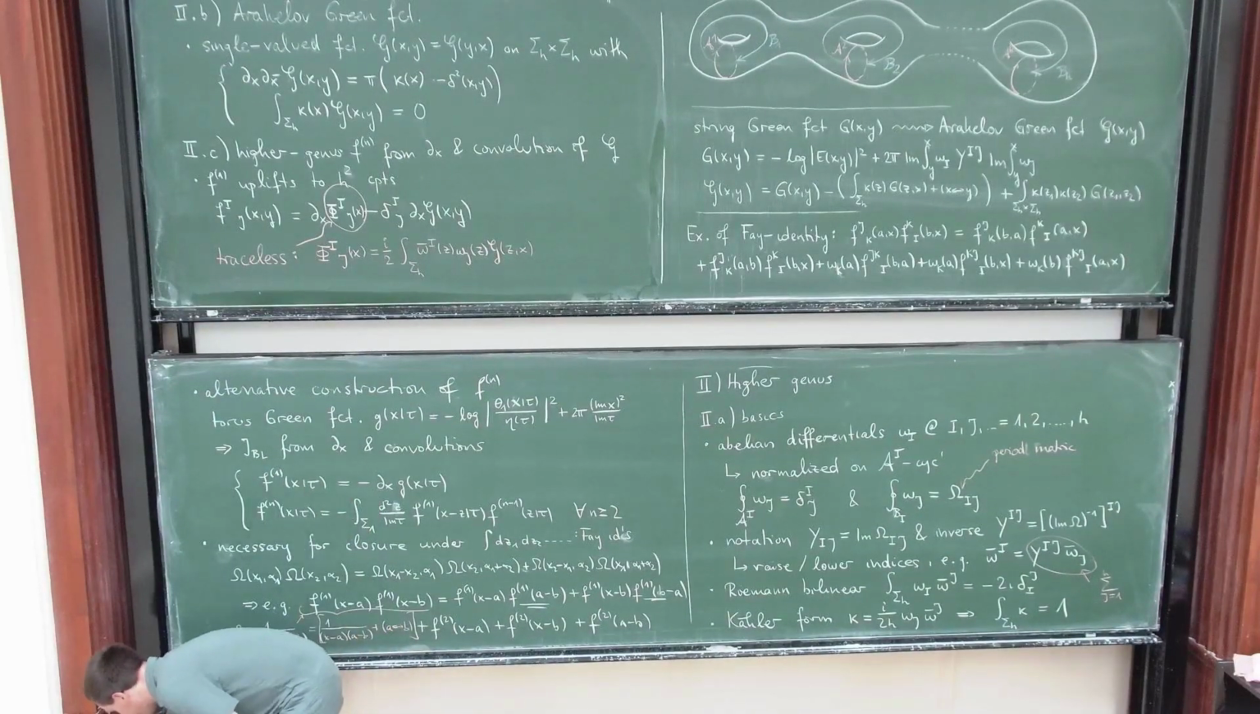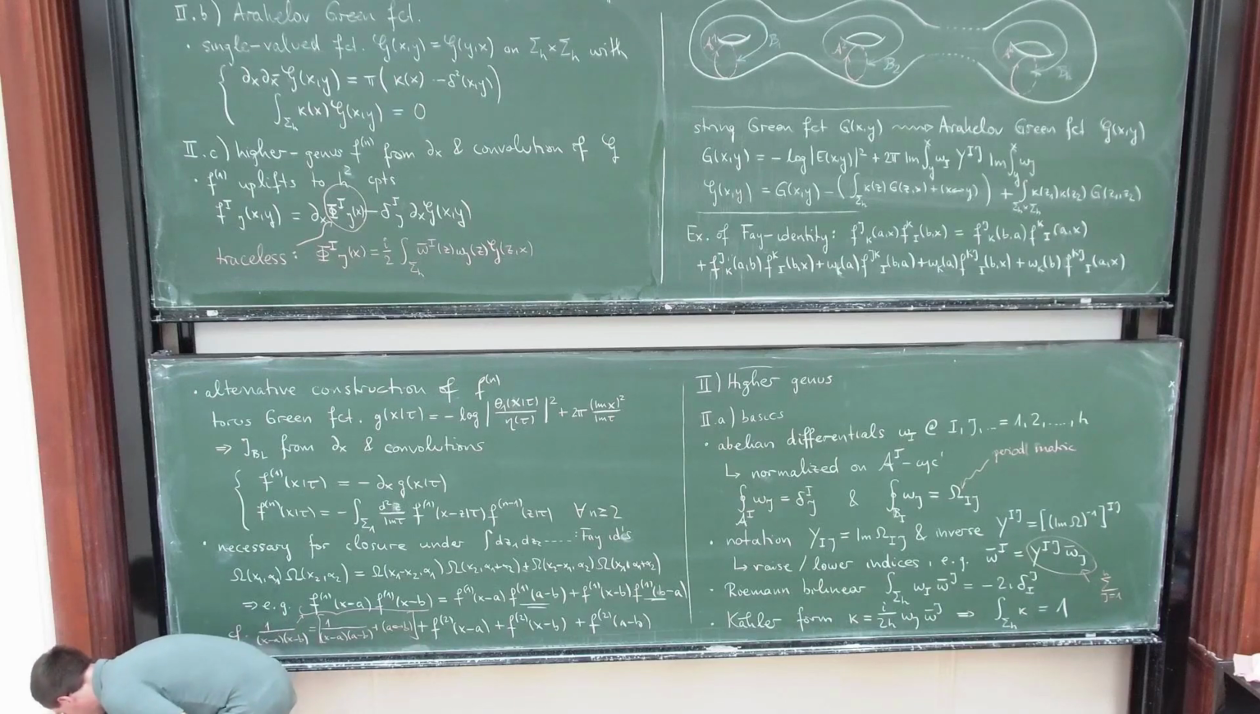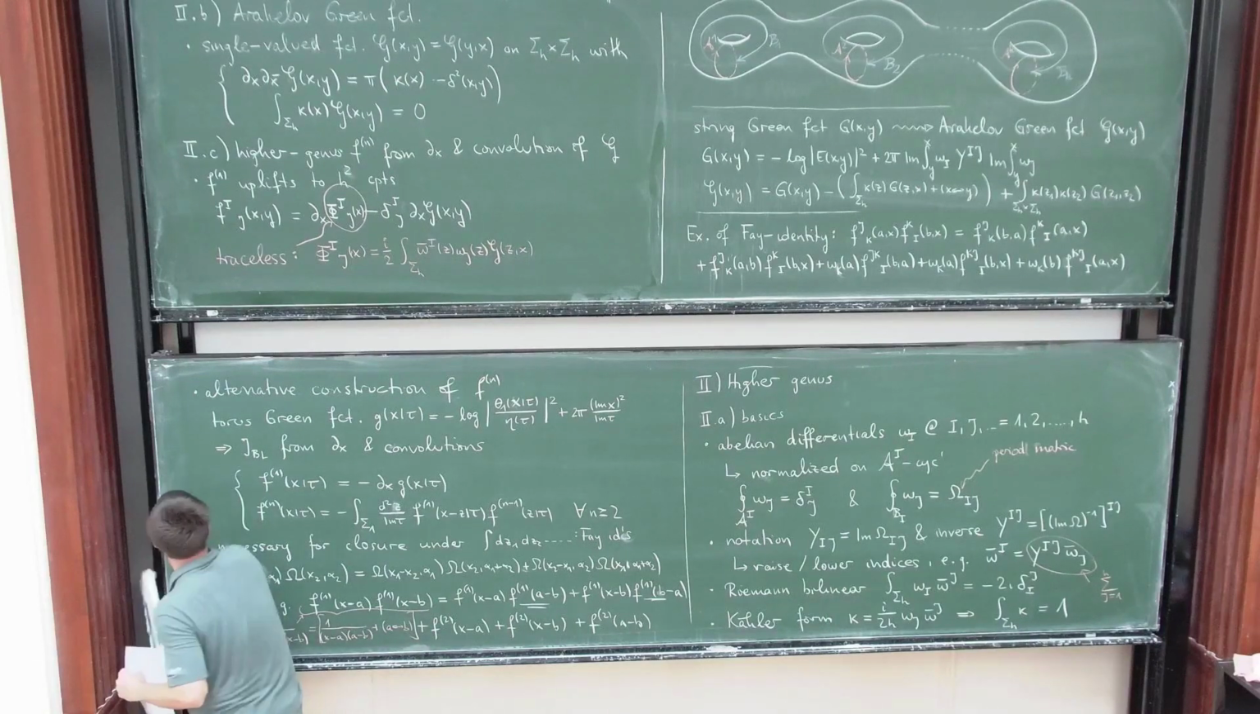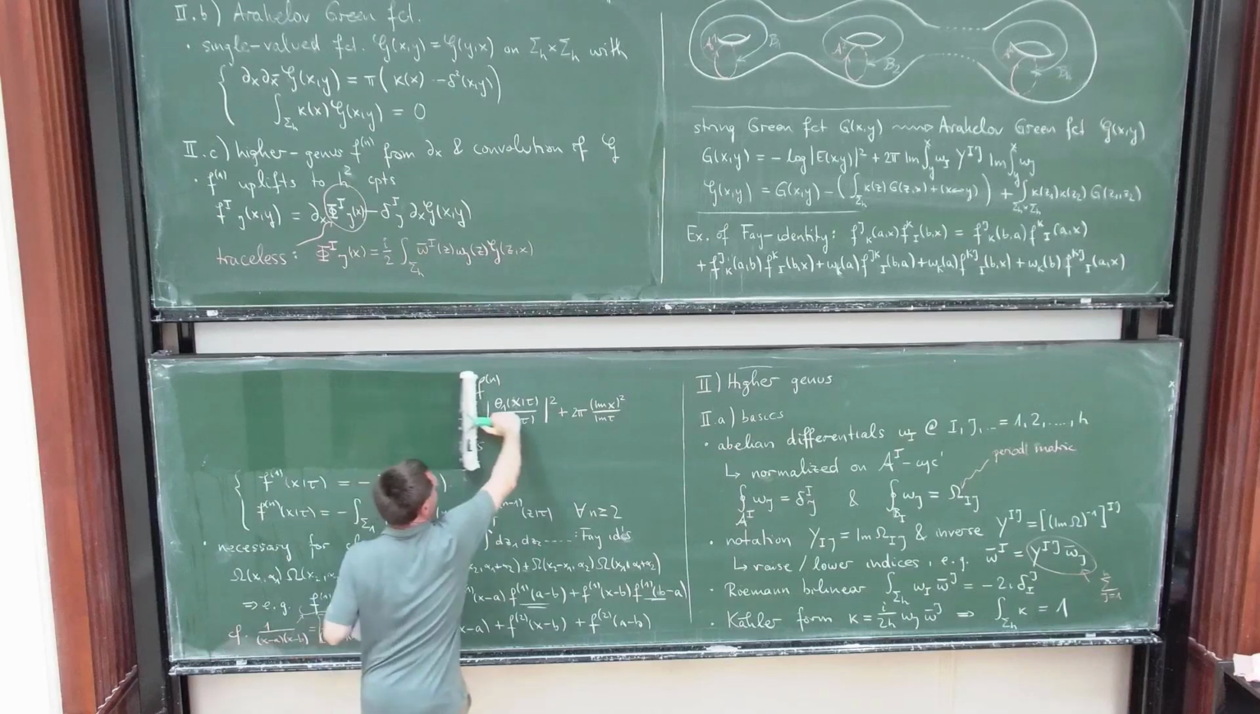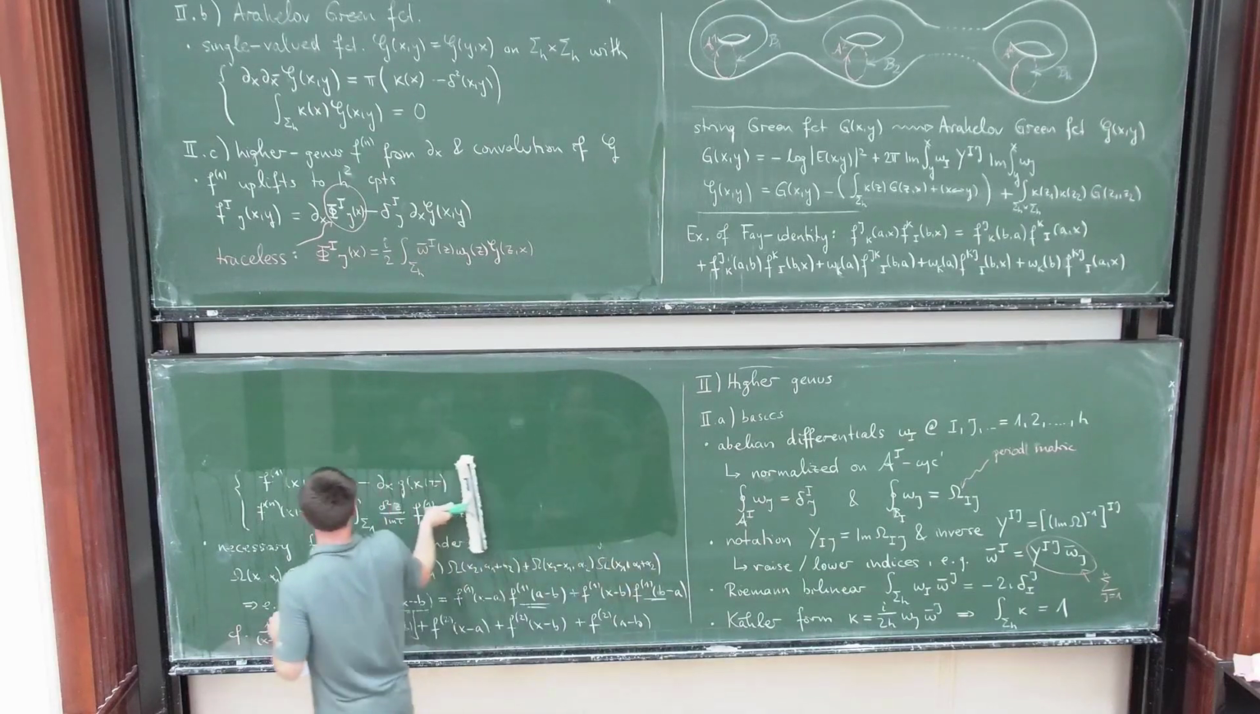And now let's go higher. Let's now think about an analog of F2, F3, and so on and so forth. And maybe here the parallel to genus 1 becomes a bit tighter again.